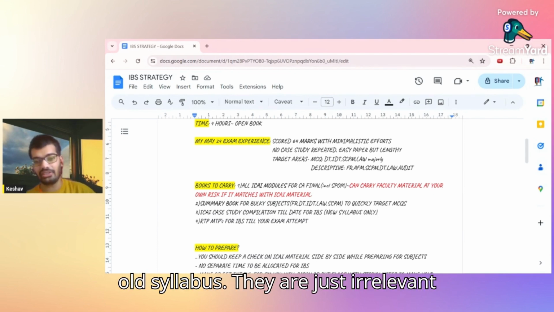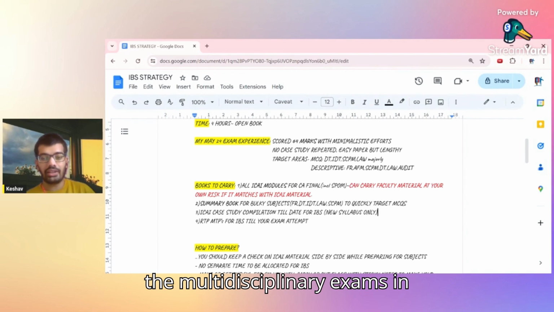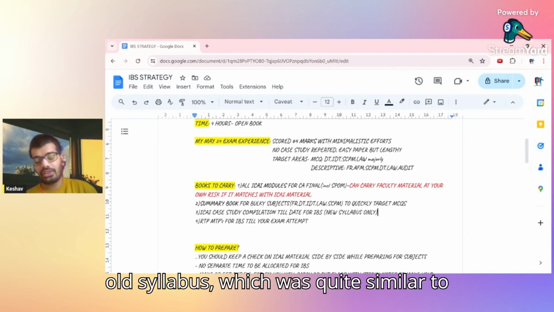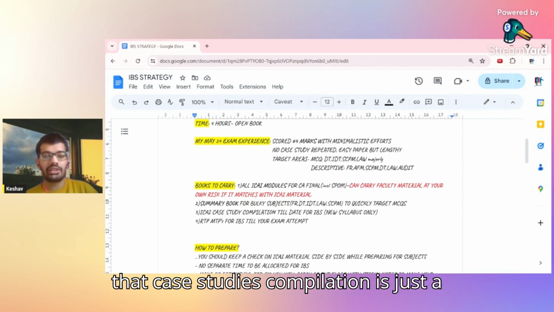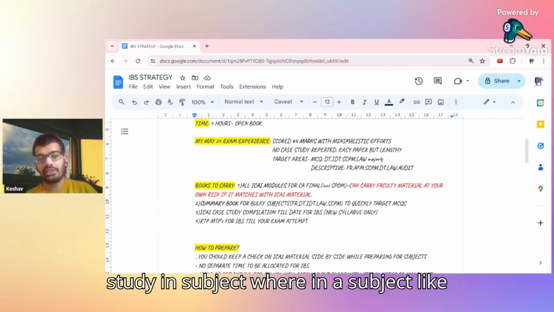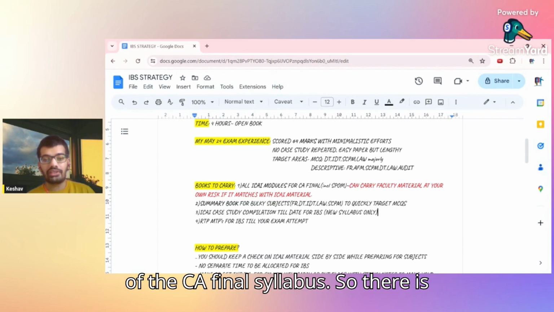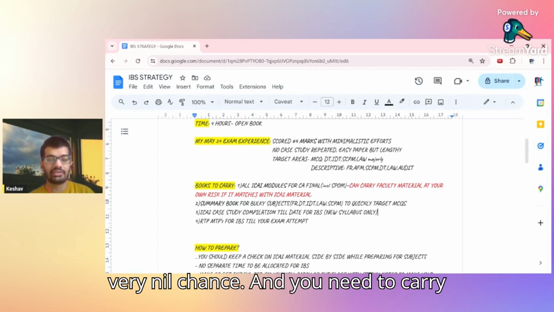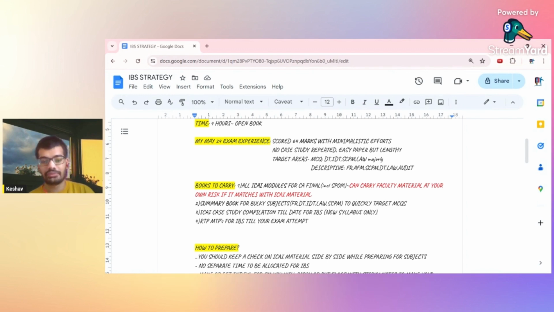They are just irrelevant because I have watched videos of those who appeared for the multidisciplinary exams in the old syllabus, which was quite similar to IBS. They also shared the same thing, that case studies compilation is just a waste because they hardly repeat any case study in a subject where you can bring case studies from all of the CA final syllabus. So there is very nil chance. And you need to carry the RTP MTPs for IBS till your exam attempt.